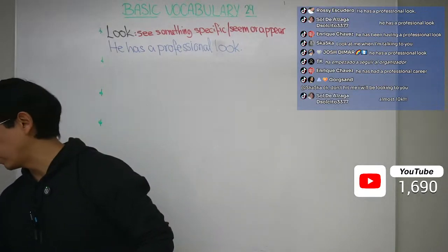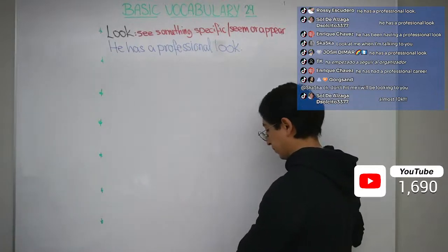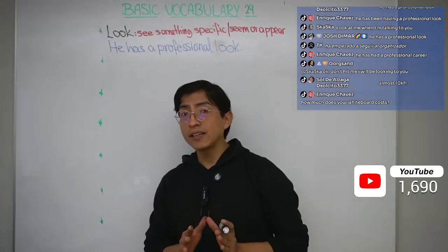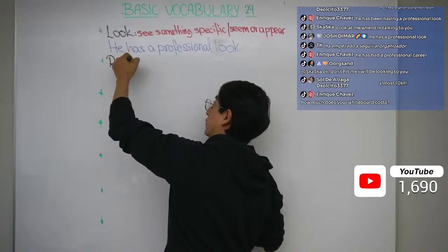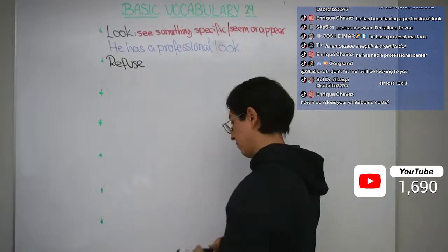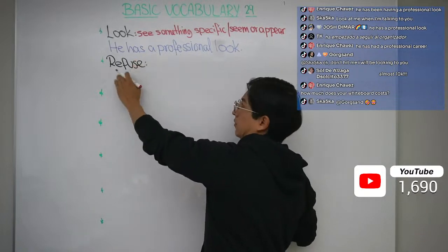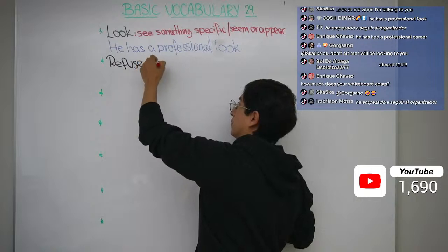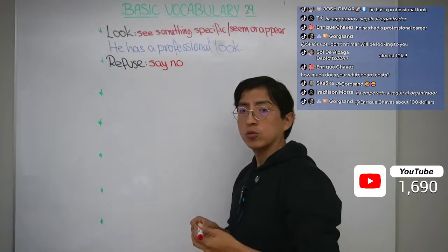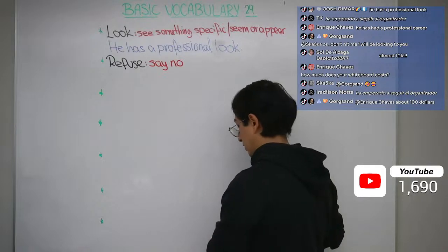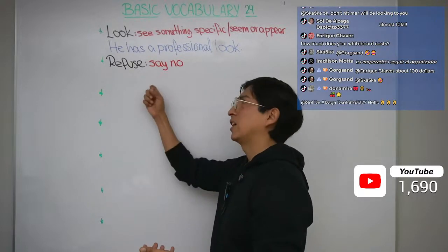Okay, let's continue with number 2. Okay, guys. The second word is refuse. Refuse. Guys, what does refuse mean? Well, this is an action, so we can say to say no, or to stop accepting things. Don't allow something. Yes, in general, to say no.